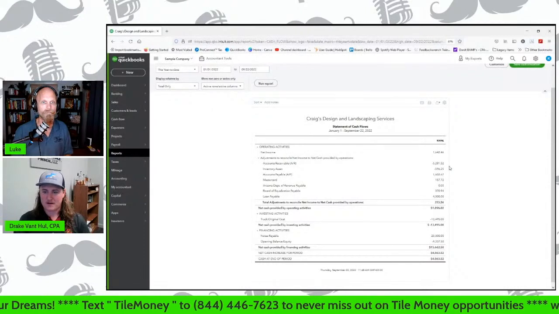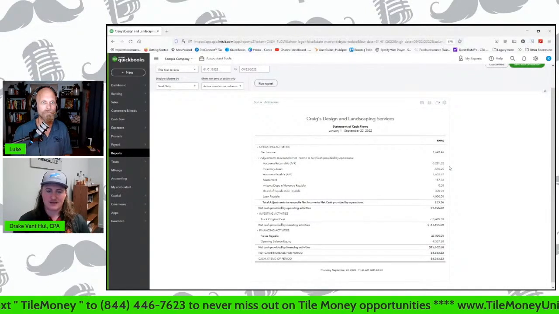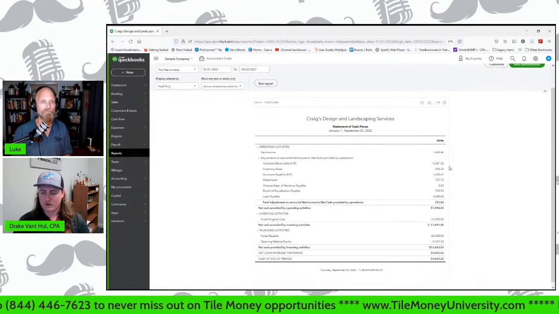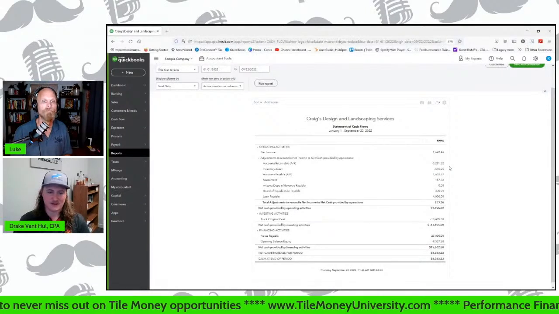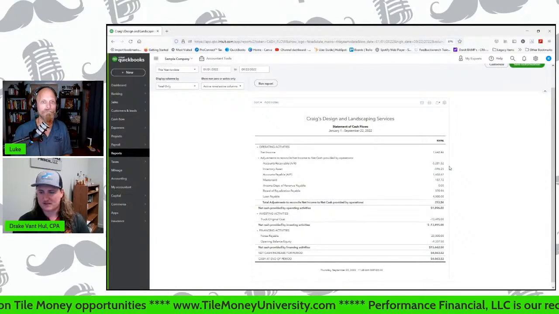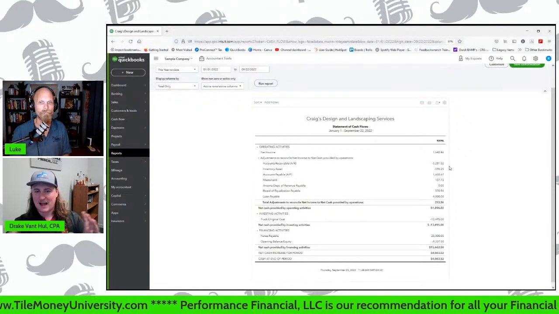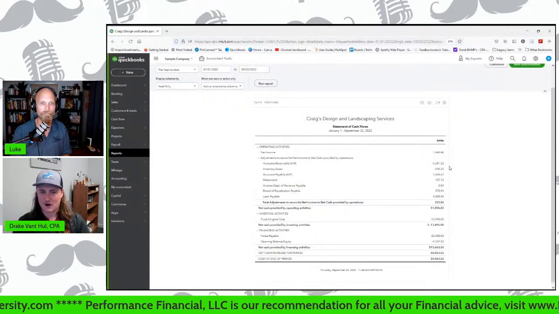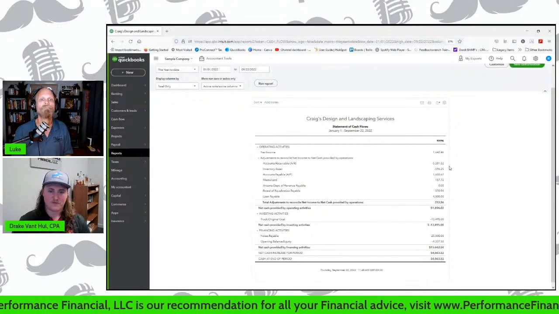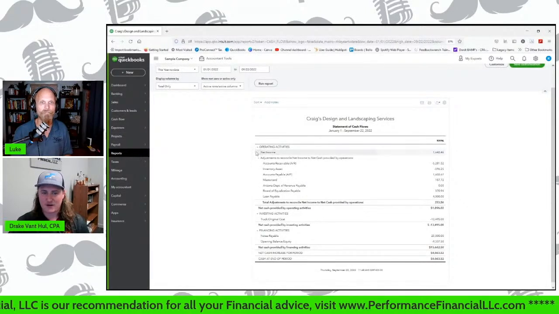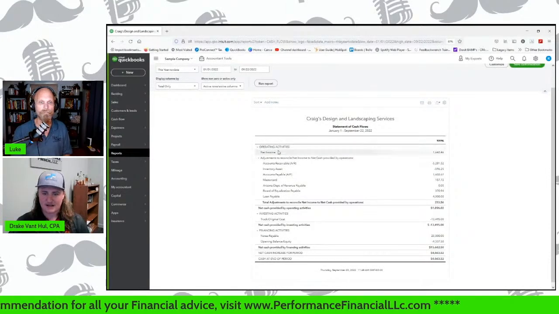Ultimately, what this report is telling the user is, what are you doing with your cash inside of your business? So I always like to joke, there's 3 things that you can do with cash. You can save it, you can spend it, and you can give it. And that's what this report is helping us understand. So first, we'll start with the first category. This is your operating activities, right?